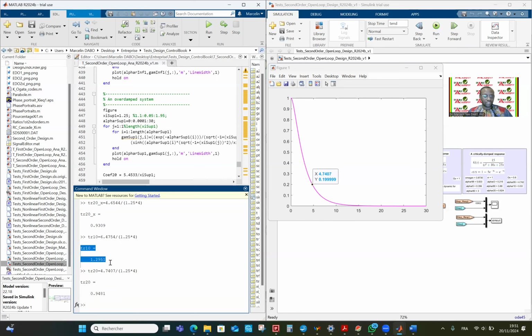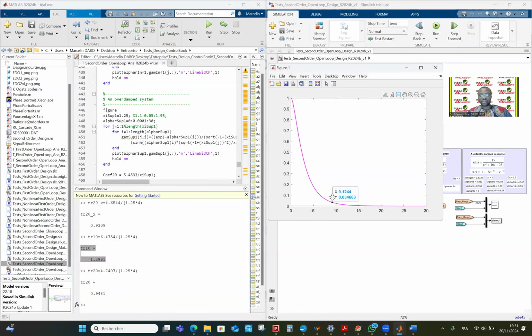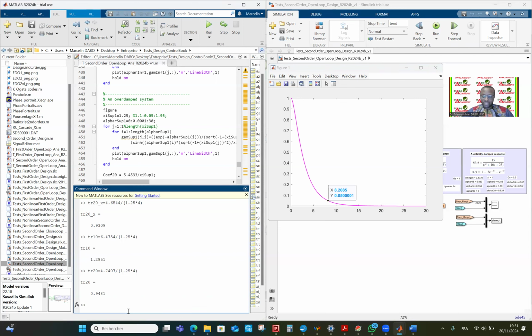We have at 10% of the initial condition. Let's go to 5% and then stop there. And then for these three time responses, we're going to check what we have. Let's go. 5%, I say. Okay, so we have this. And then the time response at 5% for an autonomous system will give us 8.2085. And this is our time response.